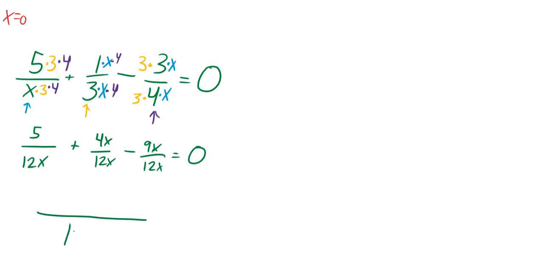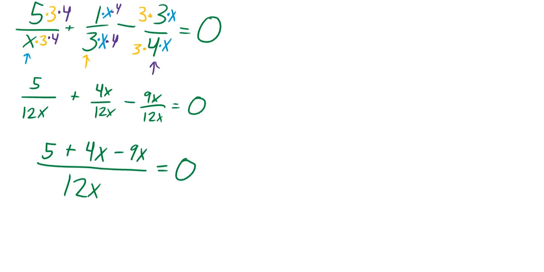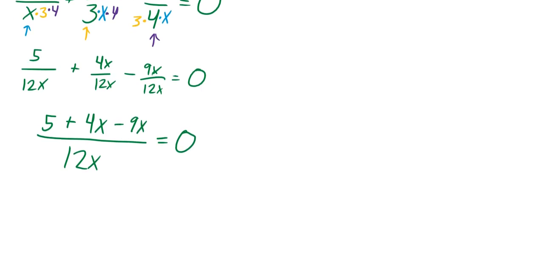Now if they all have a common denominator, I can add and subtract. I can put it all in one fraction. 12x is my denominator. On top I have the 5 plus the 4x minus the 9x, and it still comes out to 0. I just need to clean up this fraction. 5 plus 4x minus 9x, that makes minus 5x over 12x equals 0. Once I have all my fractions together, I'll add and subtract, and it's all one fraction.